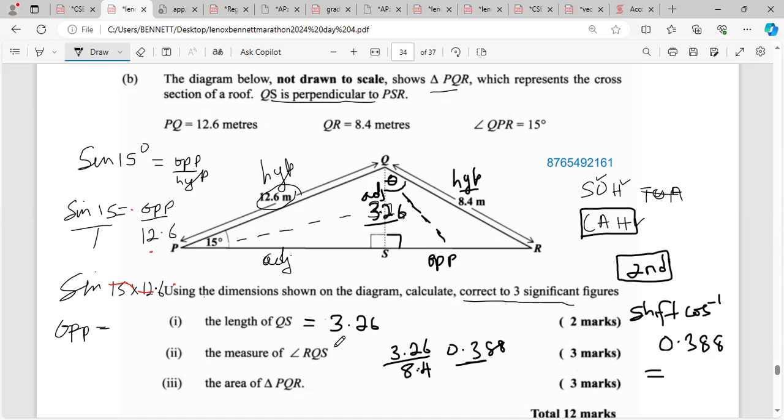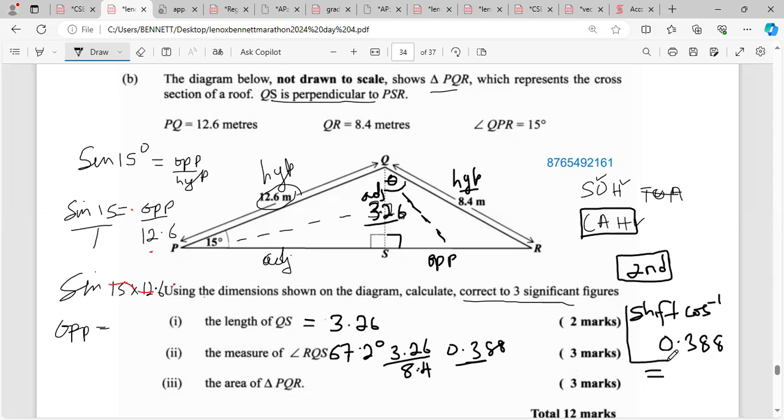7.2, 7.2. Alright, so this is also two significant figures. 3 significant figures already. So we now have to do nothing. In the CXC exam when they say correct to 3 significant figures, you should be able to do that, right?